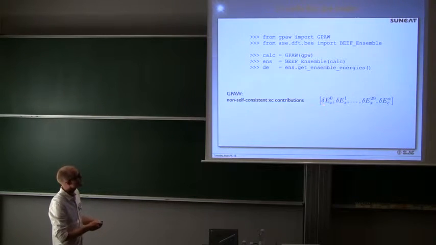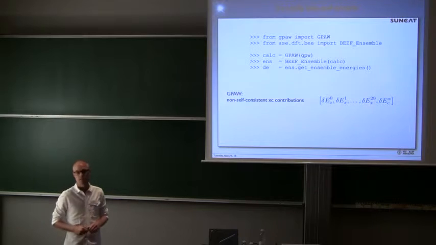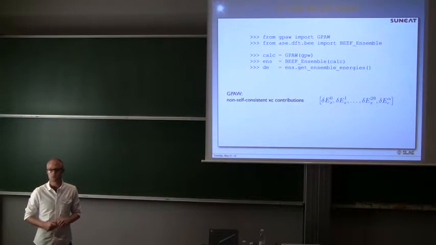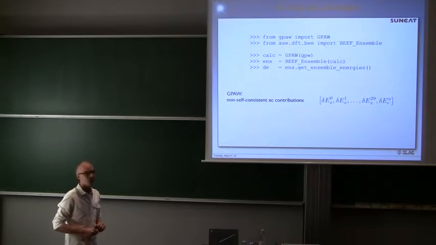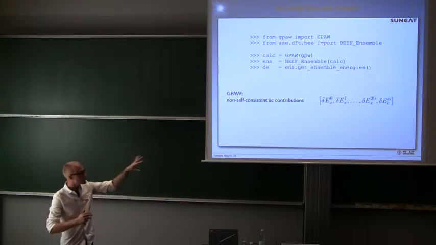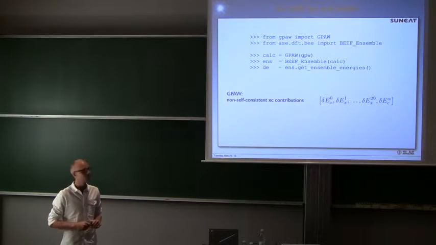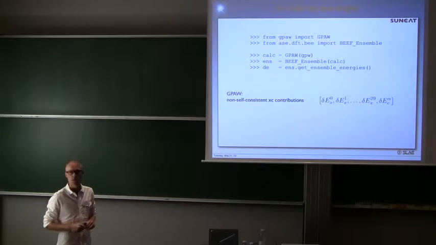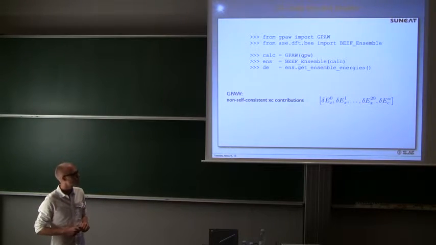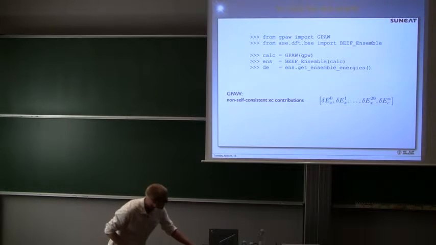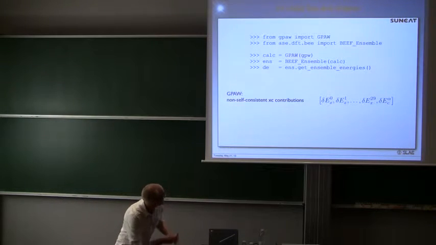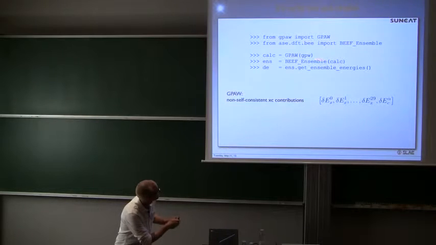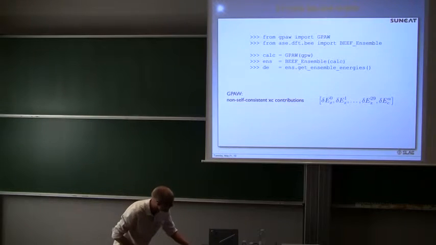So what GPAW does in this scheme is really just supply an array of 31 different non-self-consistent total energies, and then in ASE, this array is multiplied with some random vectors in order to create an arbitrary amount of total energy predictions. It all happens pretty automatically when just calling this function.